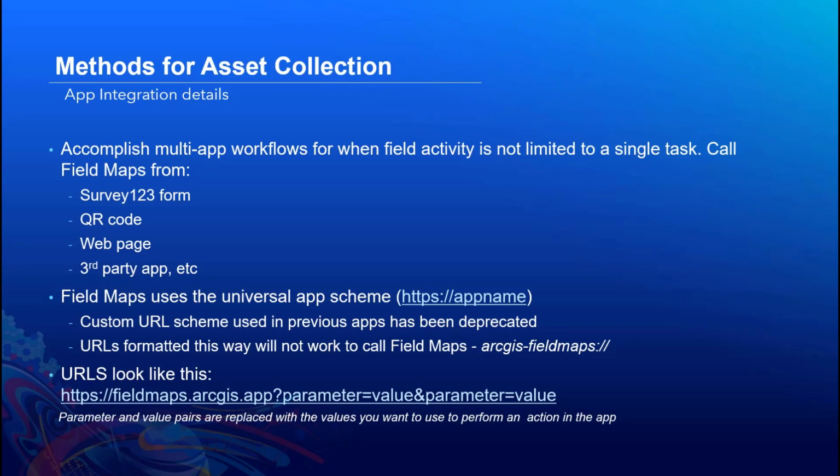I should note that Field Maps uses the Universal App Scheme. This is indicated by the HTTPS in the URL. So a URL might look like https://fieldmaps.arcgis.app, followed by the parameters and values. This is different from the custom URL scheme that was used in previous apps. This has been deprecated. Those look like arcgis-appname. URLs using that format with Field Maps won't open the app.